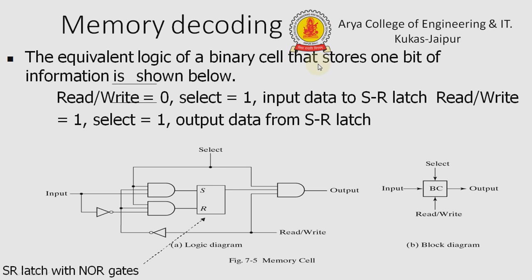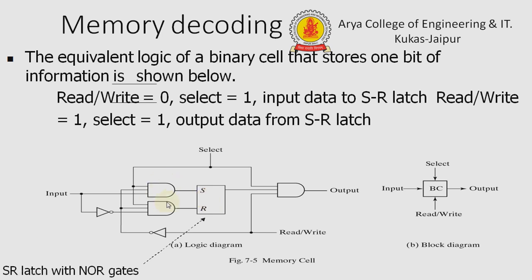So here is the equivalent logic of a binary cell that stores one bit of information. The storage part of the cell is modeled by an SR latch with associated gates to form a D latch, and the cell is an electronic circuit with 4 to 6 transistors. The select input enables the cell for reading or writing. The read-write input determines the operation of the cell when it is selected.